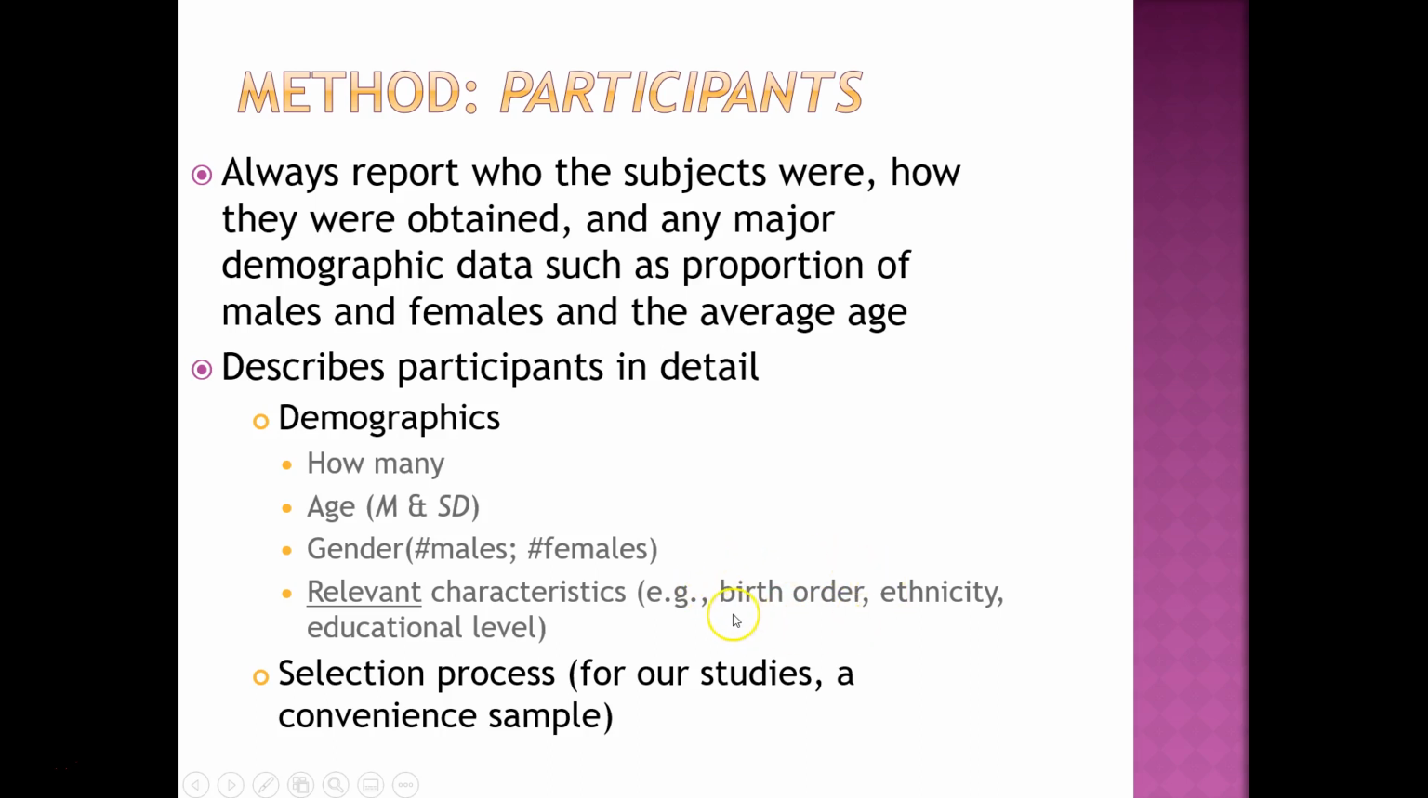So birth order, are you the firstborn in your family, secondborn, thirdborn, might be important in a study on personality, wouldn't really be important in a neuropsychological study. So any demographic characteristics that are relevant to your research study.